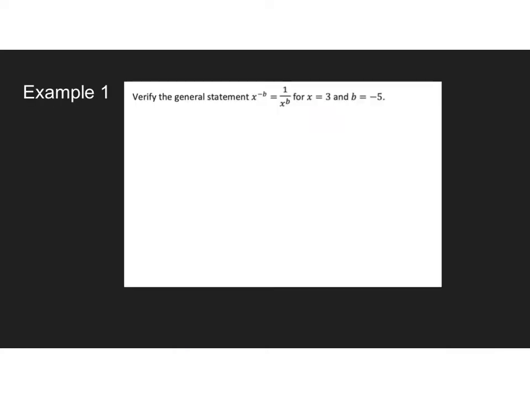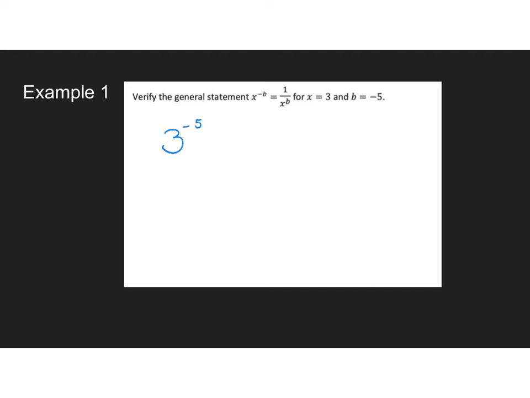All right, for this first question, it says, verify the general statement that x to the negative b power is the same as 1 over x to that positive power for x equals 3 and b equals 5. So it says turn your x into a 3, so this becomes 3, and turn your b into a 5, so 3 to the negative fifth power.